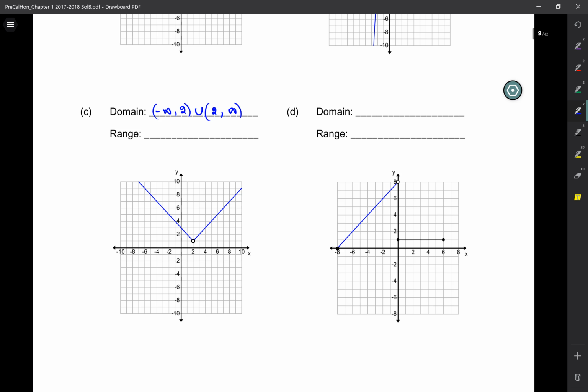Okay, now the range. The range, we start here. There is nothing until you hit y equals what? 1, and then it goes up forever. So it starts at 1 and goes up forever. However, at 1, is there a graph at y equals 1? No. So it's open there. Okay.